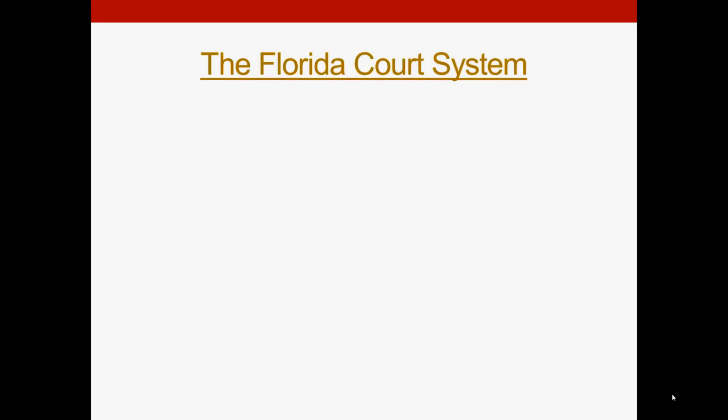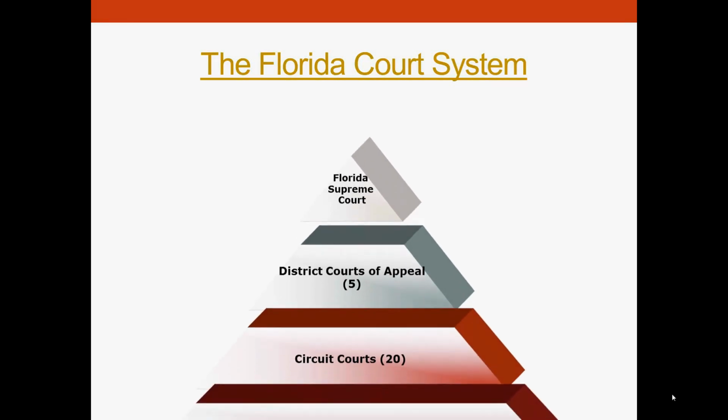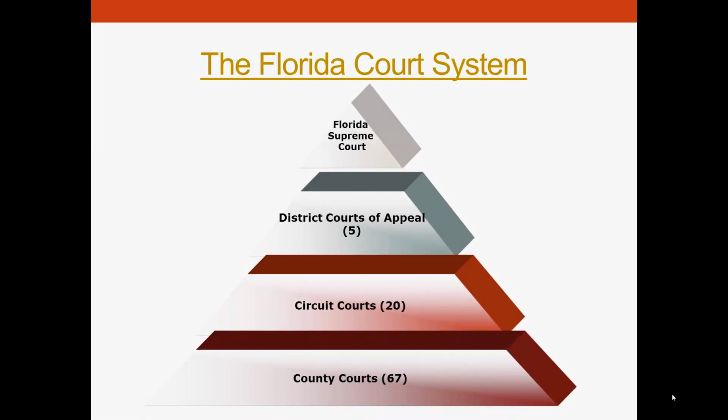The Florida court system. The Florida court system has 4 tiers. There are 2 sets of trial courts in Florida, the circuit courts and the county courts. The circuit court also hears appeals from the county court. Thus, the circuit court is both a trial and an appellate court. There are 5 district courts of appeal that serve as intermediate appellate courts. Finally, there is the Florida Supreme Court, which is the state court of last resort.